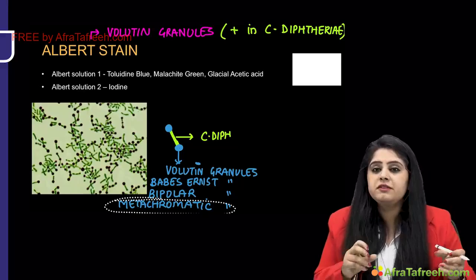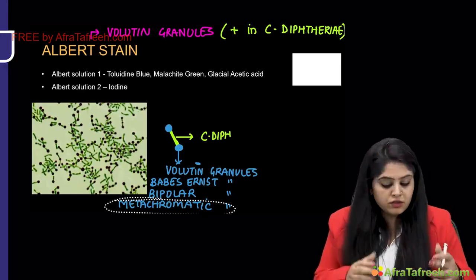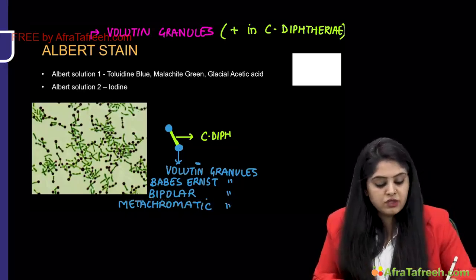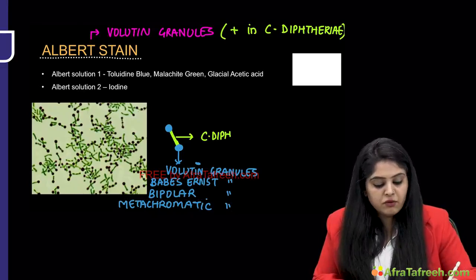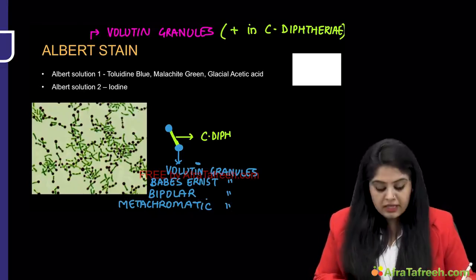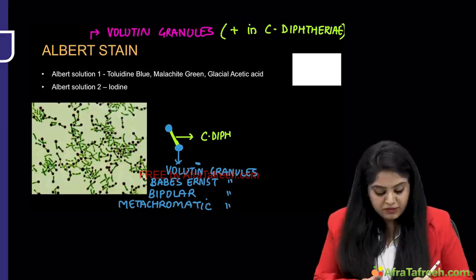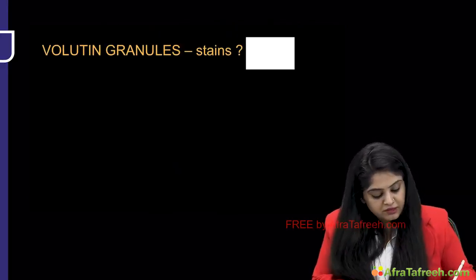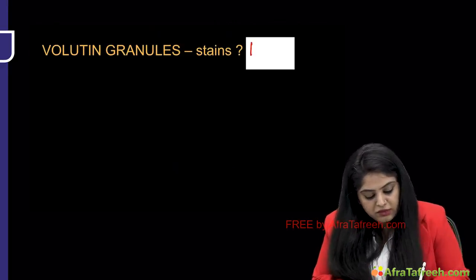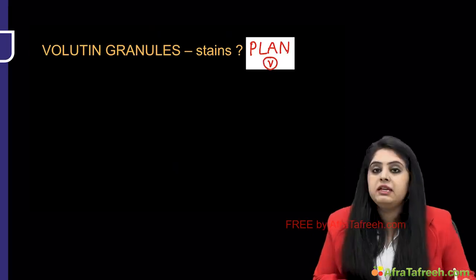Metachroma. Meta means something different. Chroma means color. So what is the concept? For that I'll have to teach you what is the stain for volutin granules. Now please remember, first and foremost, I'm going to move on to a separate slide. Please remember, the stain for volutin granules is we are making a plan.